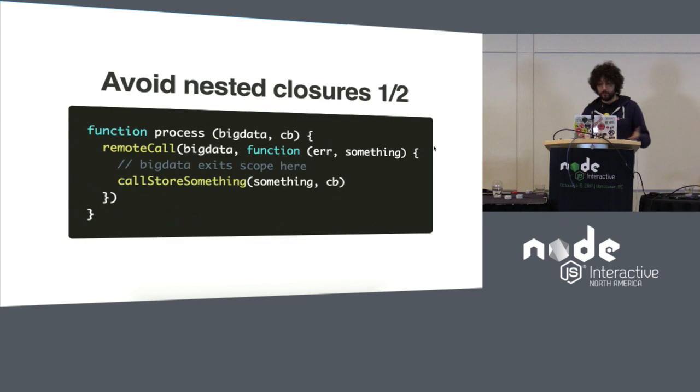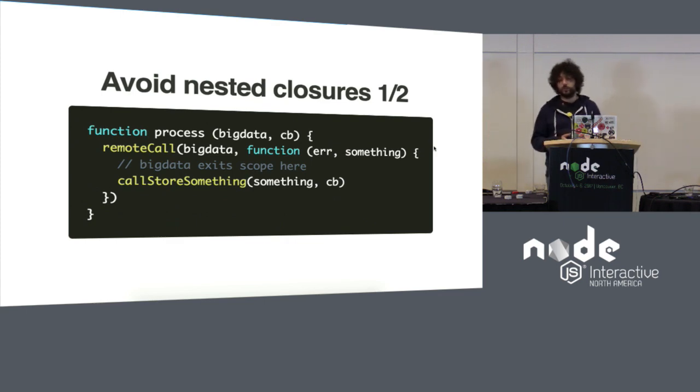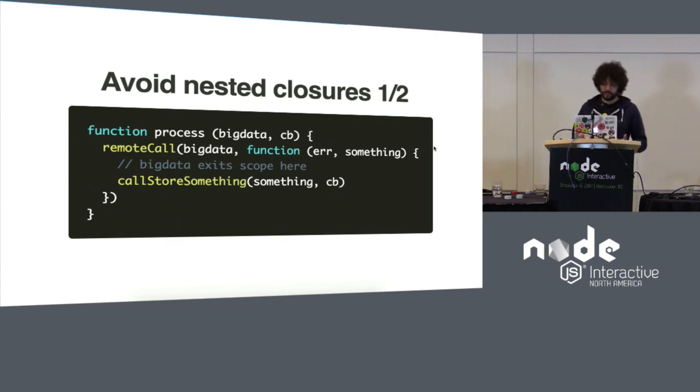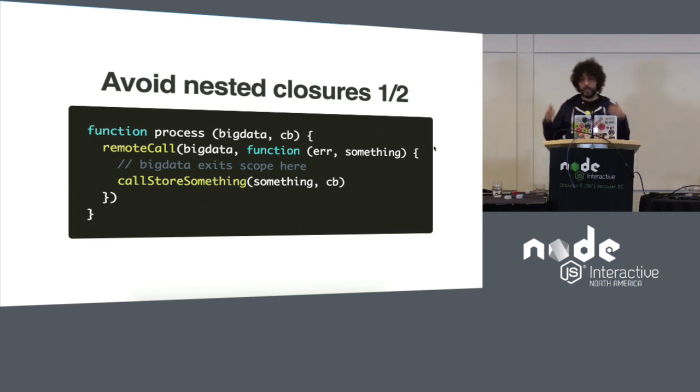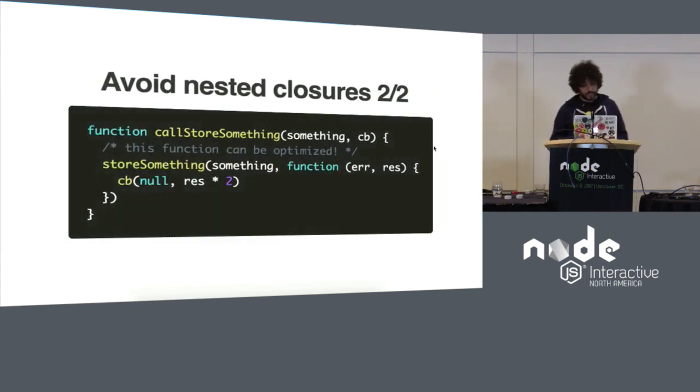So one trick, you can avoid nested closures. If you have a for loop or something that is very intensive, you can call another function. You don't have to do everything nested and inline. You can call another function and have it do that. Also, in this way, big data exits scope when that function ends. So we can avoid keeping it up for some more milliseconds of I/O time. And this is a function that can be optimized.